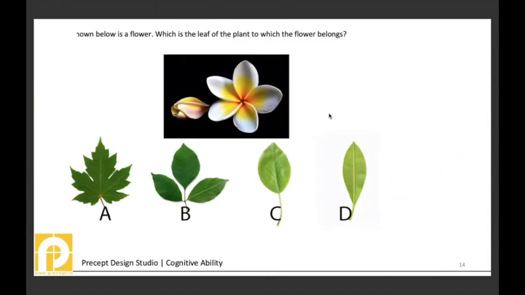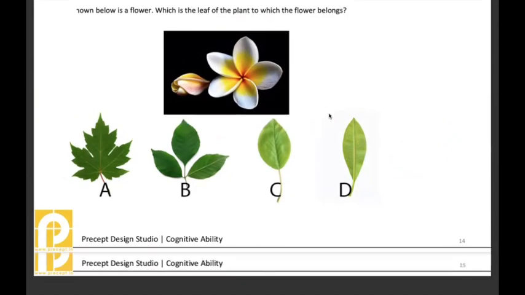Here, shown below is a flower, and we have to find the leaf of the plant that the flower belongs to. The correct answer is option D, which is a champa leaf. This is tulsi. This is bel patra. And this is papaya. We'll move to the next one.